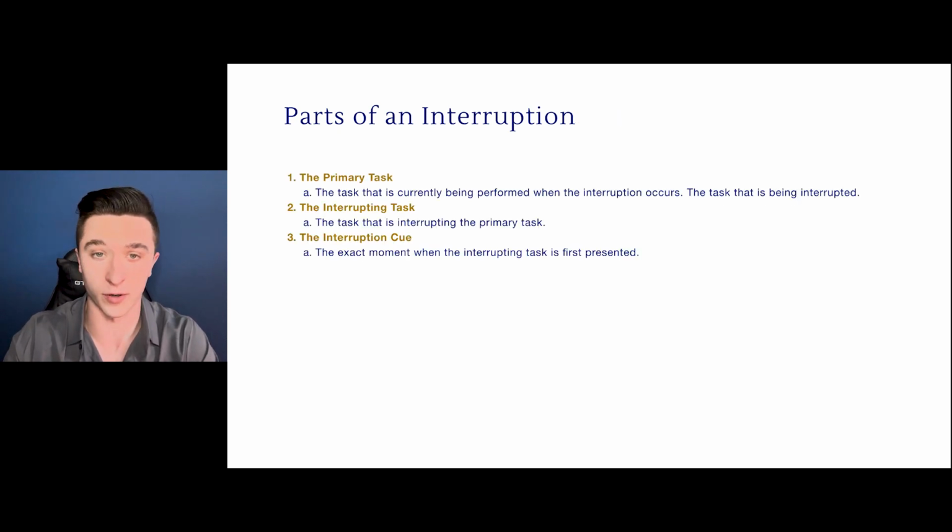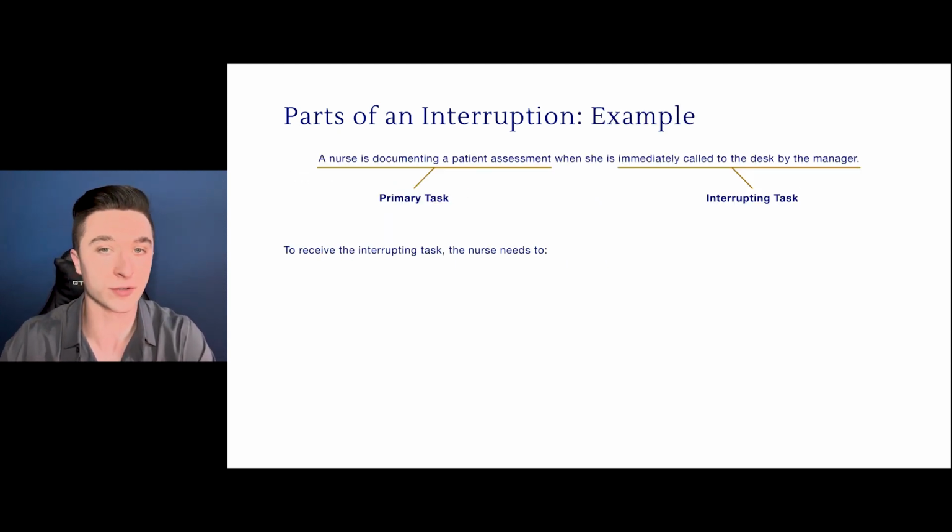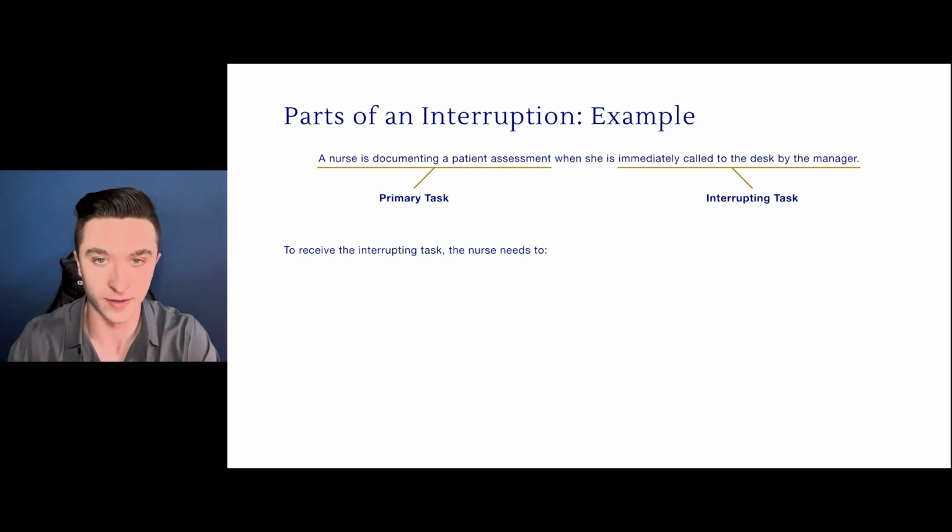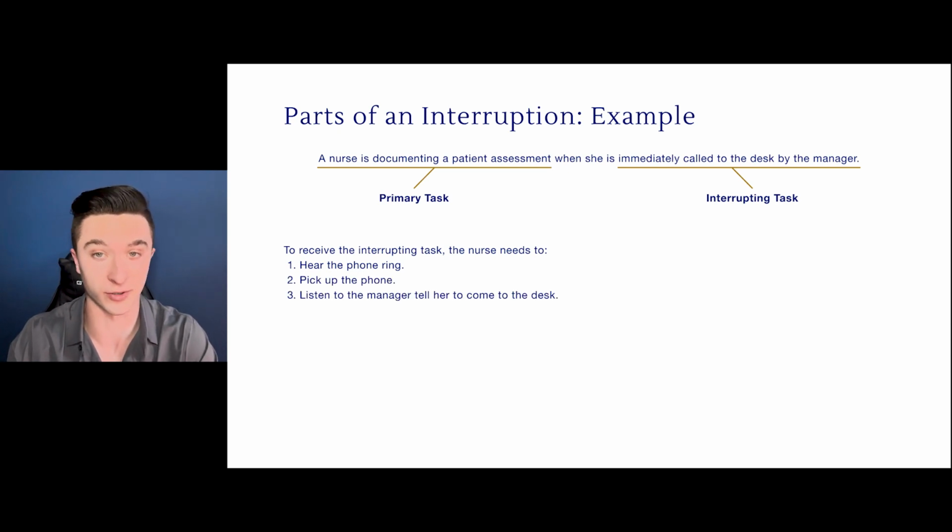So now there are two more parts of the interruption to be aware of before we continue here. The interruption cue and the interruption lag. The interruption cue is the exact moment where an interruption is first presented. Now, since this is a moment in time, let's break down our example and see what happens here a little bit. Now, to receive the interrupting task, in this example, the nurse needs to, first, hear the phone ring, second, pick up the phone, and then third, listen to the manager tell her to come to the desk. The actual interruption cue doesn't happen until here, when the manager tells the nurse to come to the desk.